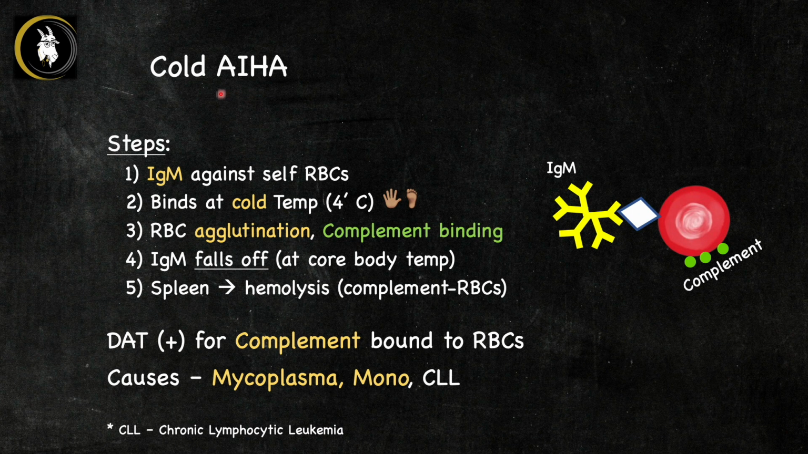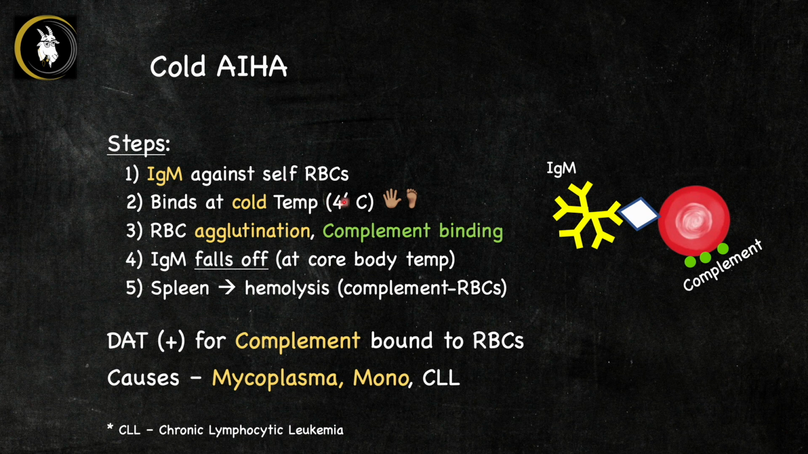All right, so now let's talk about cold AIHA. And so the key here is going to be how this is going to be different than warm AIHA. So the first thing is that here the autoantibodies that are going to bind the red blood cells are IgM. And the reason that this is called cold is because this binding between IgM and the red blood cells occurs in colder temperature, so below body temperature.